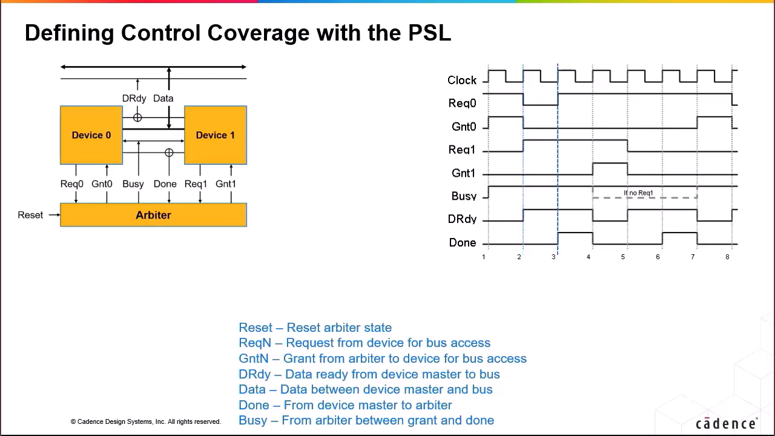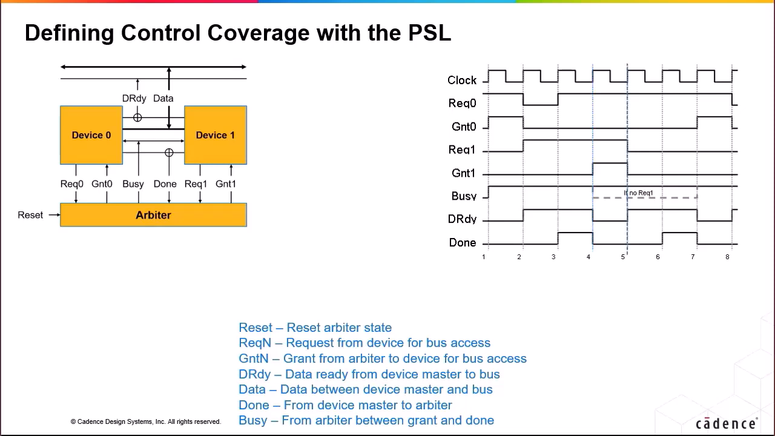On the third cycle, device 0 drives second data onto the bus, raises its done signal, and makes another request that the arbiter cannot yet grant. On the fourth cycle, device 0 lowers its done signal and its data-ready signal, and removes its data from the bus. The arbiter grants the device 1 request and maintains the busy signal.